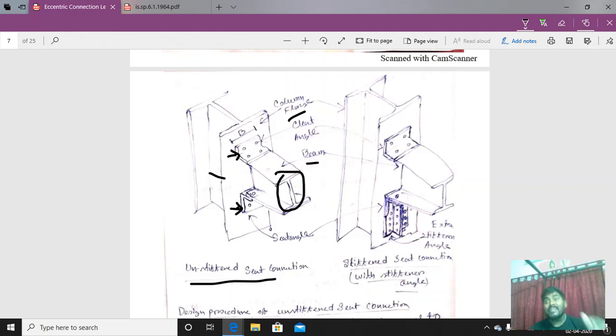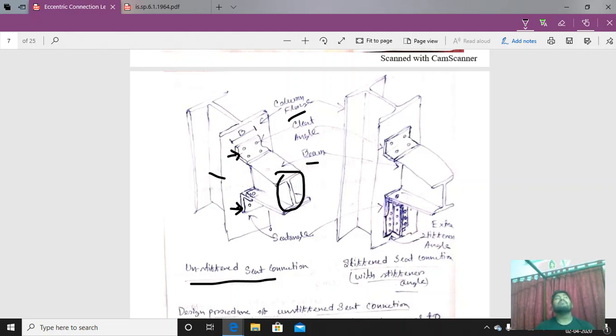In the design of the seat connection, it is assumed that the cleat angle we are using does not carry any load. So there is no need to design the cleat angle, only the seat angle is to be designed. A nominal cleat angle is chosen and placed. So you will be designing the seat angle.